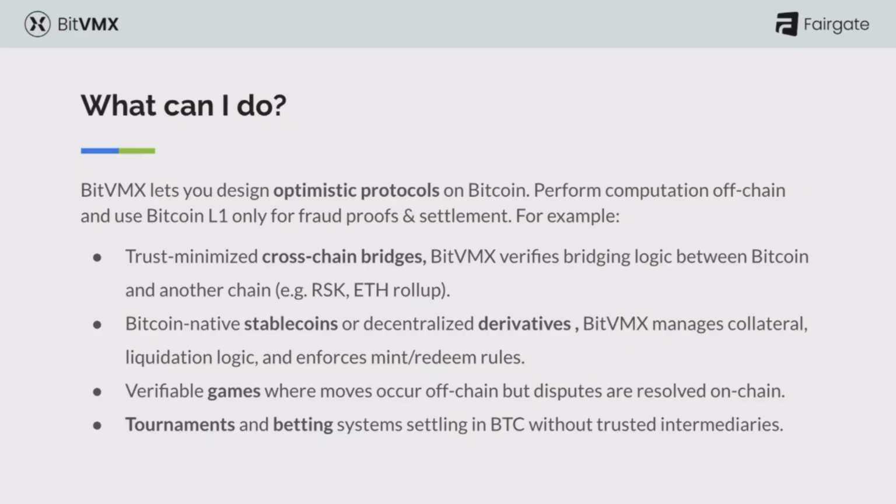Both present proof of the computation made, and they have to set collateral prior to the program. Whoever is cheating loses that money. If not, the game resumes as expected, and the actual winner wins. Again, similar to games, you have tournaments and betting, where a system settles the BTC without trusted intermediaries, which is a big step on decentralization, as you don't need a third party to hold that collateral.